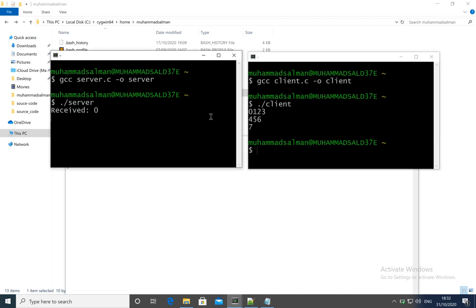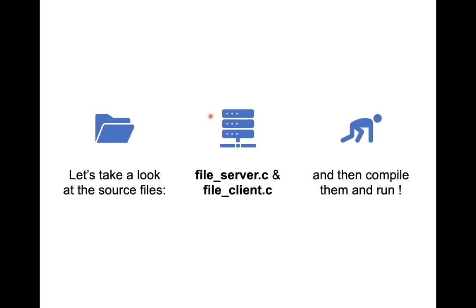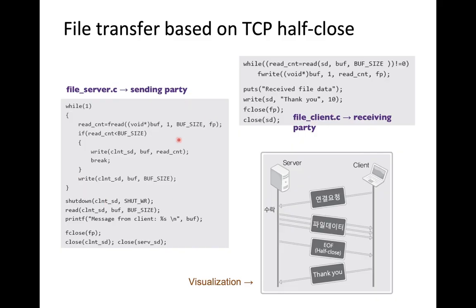So that is it for your assignment part. Now, if you look at file underscore server.c and file underscore client.c, I think everything is pretty much clear, and I don't have to explain it again.